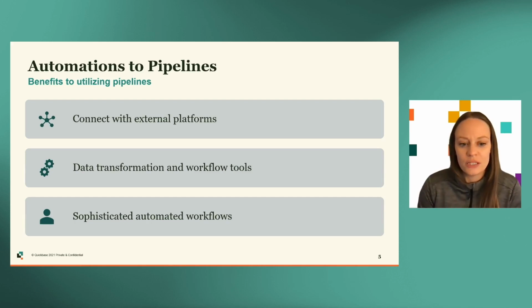You'll also be able to do data transformation and utilize workflow tools directly within pipelines. So things like scheduling and utilizing Jinja to do data transformation instead of creating new fields in Quickbase, just so that you can change data and the way that it looks. And then finally, sophisticated automated workflows with things like nested searching and if-else statements, and utilizing data across different applications and unrelated tables and data sets. It's really unlimited, the possibilities of things that you can do with your data in Quickbase and in other tools.